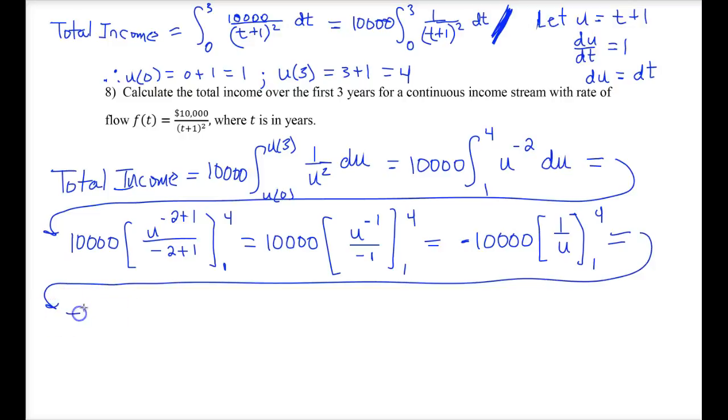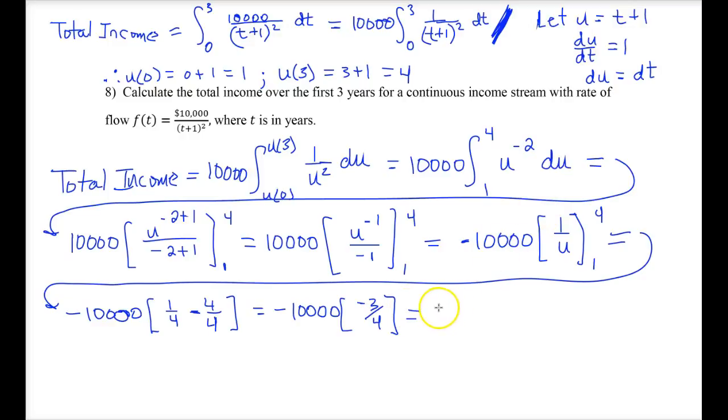So now you'll see when we finish up that we plug in 4 first, that gives us 1/4 minus 1 there. And of course, this is just like 1/4 minus 4/4, because 1 divided by 1 is 1. So we can just go ahead and make that way. And so this is like saying a negative 10,000 times a negative 3/4. And of course, 3 over 4 is like 75%, or 0.75.